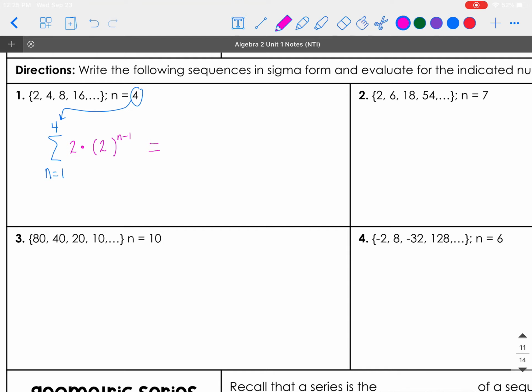Math 0. On the bottom, we're going to type x equals 1. On the top of sigma, we're going to put a 4. And then I'm going to type in 2 times. I'm going to start new parentheses for 2. And then in the exponent, x minus 1. And hit enter, and we get 30.